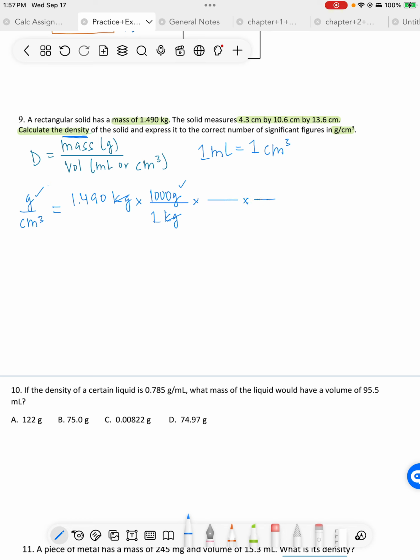So the question is, can we just write centimeters on the bottom of these three equations? And the answer is you can. You just write a 1 on top, and we're going to write 4.3 centimeters times 10.6 centimeters times 13.6 centimeters. And that's going to give us centimeters cubed, because centimeters times centimeters times centimeters equals centimeters cubed.